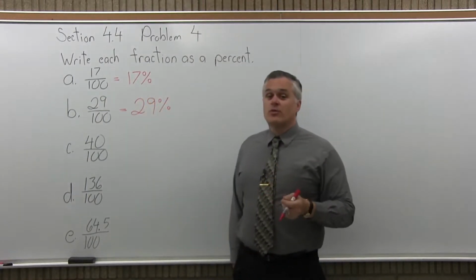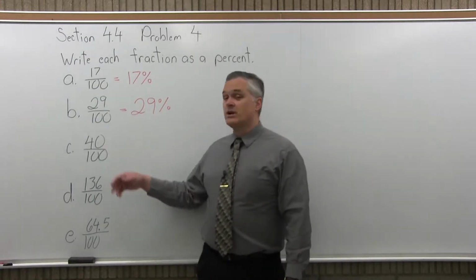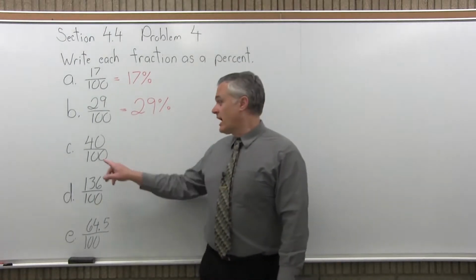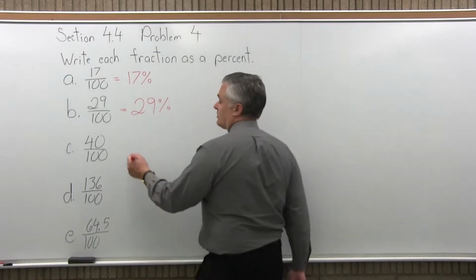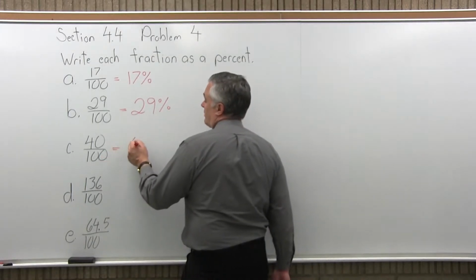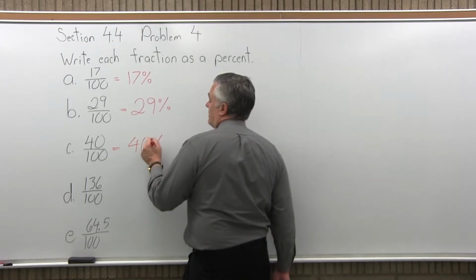Part C, 40 over 100. Now notice the 40 over 100 can reduce. I don't want to reduce it. I want the denominator to be 100 because now it makes the conversion to a percent easier. 40 over 100 is 40%.